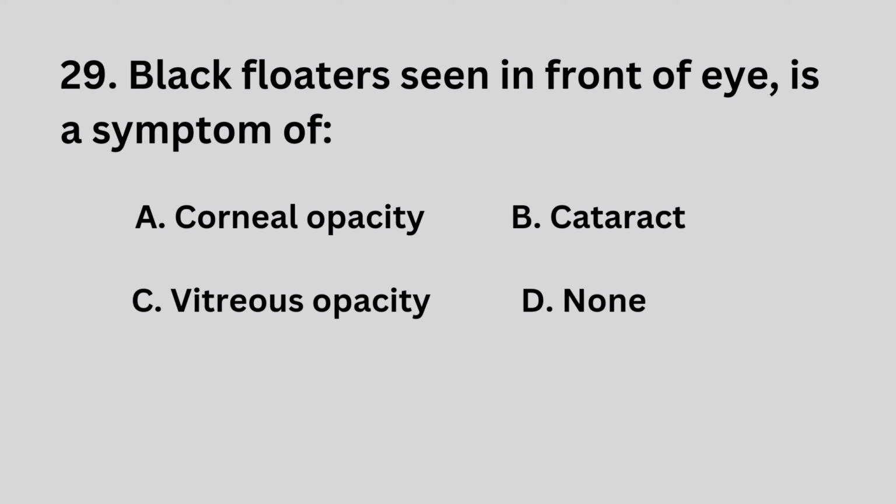Black floaters seen in front of eye is a symptom of option A, corneal opacity, option B, cataract, option C, vitreous opacity, and option D, none of them. Correct answer is option C, vitreous opacity.